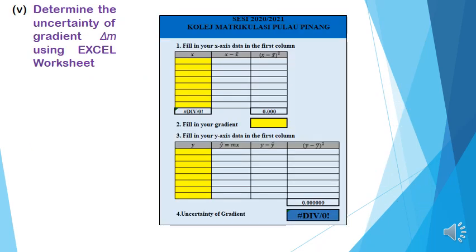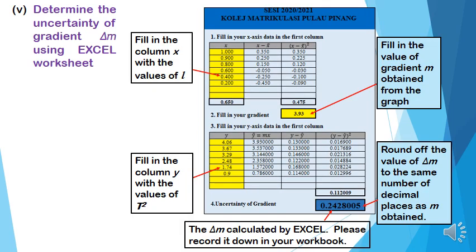Roman 5. Determine the uncertainty of gradient del m using the Excel worksheet. You may access the Excel worksheet on the desktop PC available in the laboratory. This is an example of a blank worksheet. How to determine the uncertainty of gradient del m using the Excel worksheet? Step 1. Fill in the column X with the values of L. Then, step 2. Fill in the value of gradient m obtained from the graph. Step 3. Fill in the column Y with the values of t squared.